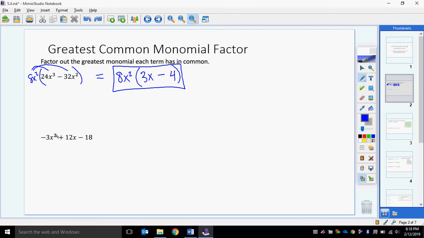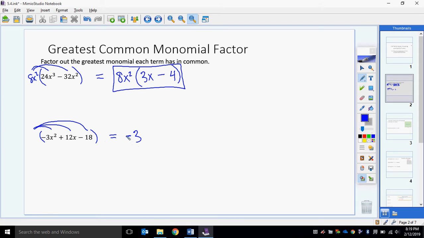So let's try this one down here. What do they have in common? What can I factor out of these parentheses? What can I take out that's in all three? It has to be in all three. Well, let's start with the numbers. What is a number that goes into 3, 12, and 18? And that number is 3. 3 goes into 3, 3 goes into 12, and 3 goes into 18.